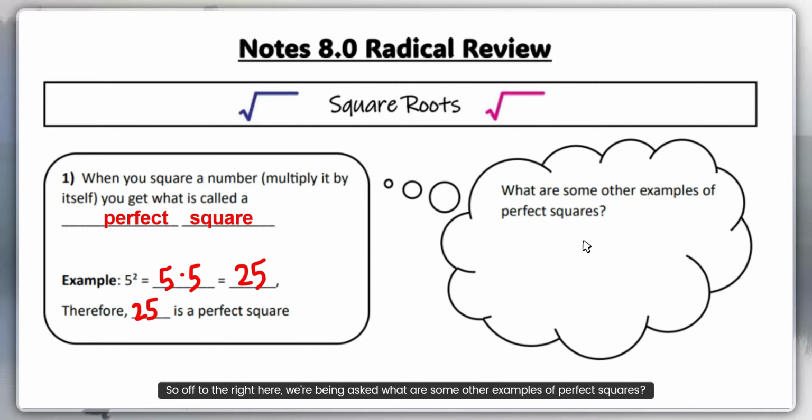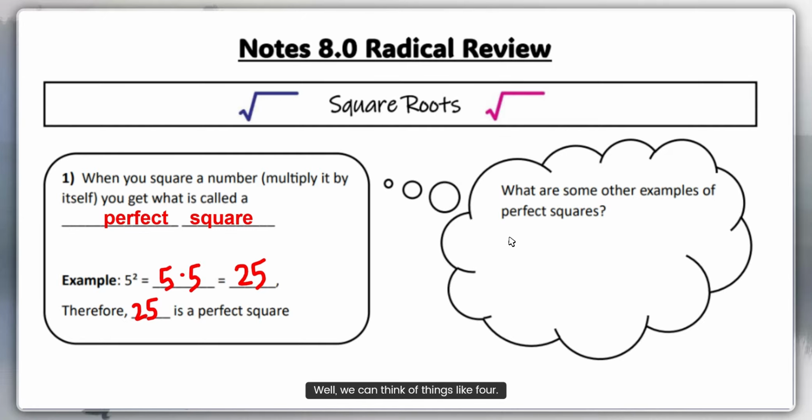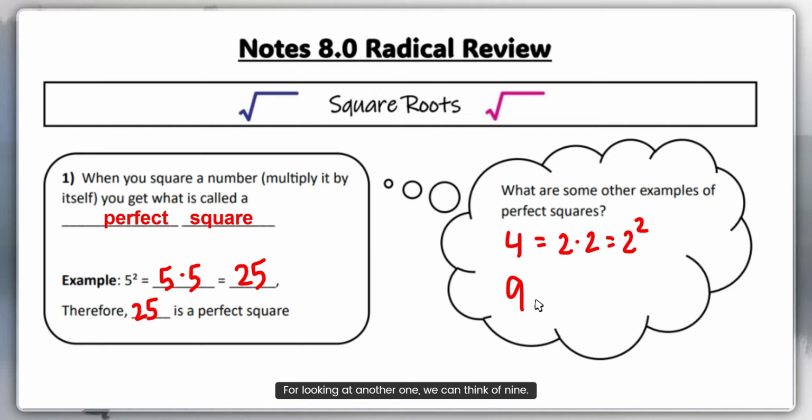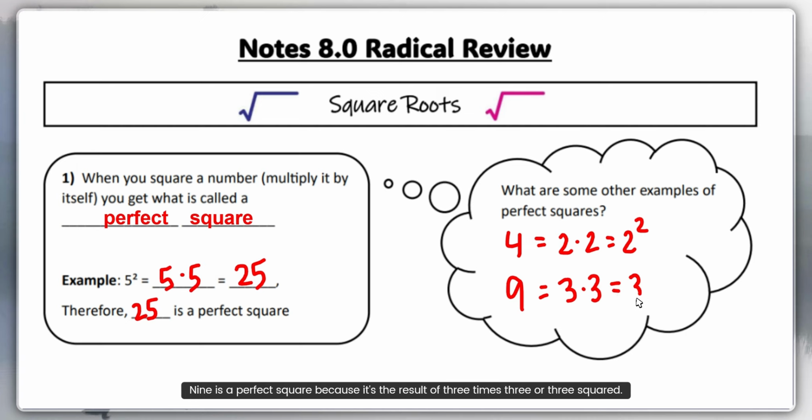Off to the right here, we're being asked, what are some other examples of perfect squares? Well, we can think of things like 4. 4 is a perfect square because this is coming from 2 times 2, which is 2 squared. If we're looking at another one, we can think of 9. 9 is a perfect square because it's the result of 3 times 3, or 3 squared. So we have several perfect squares that we're going to look at throughout this course.